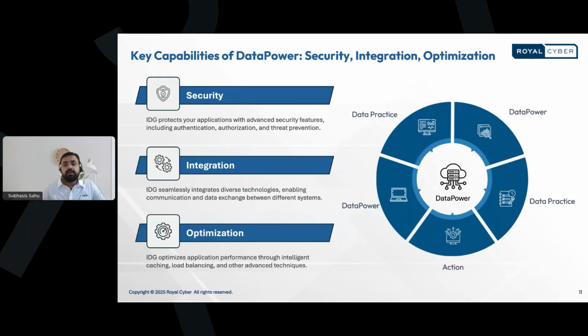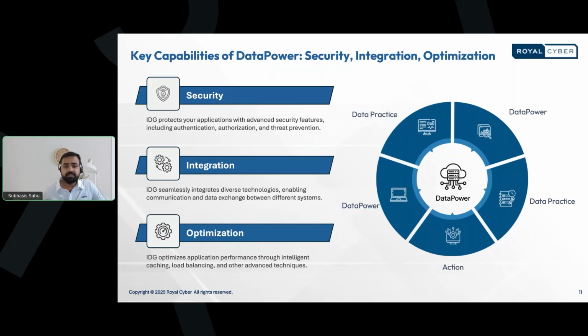Moving on, we discussed the three pillars of DataPower. DataPower banks on these three pillars: security, integration, and optimization. Security has always been a priority for DataPower, wherein we focus completely on authentication, authorization, and preventing any of the attacks that happen on the internet.